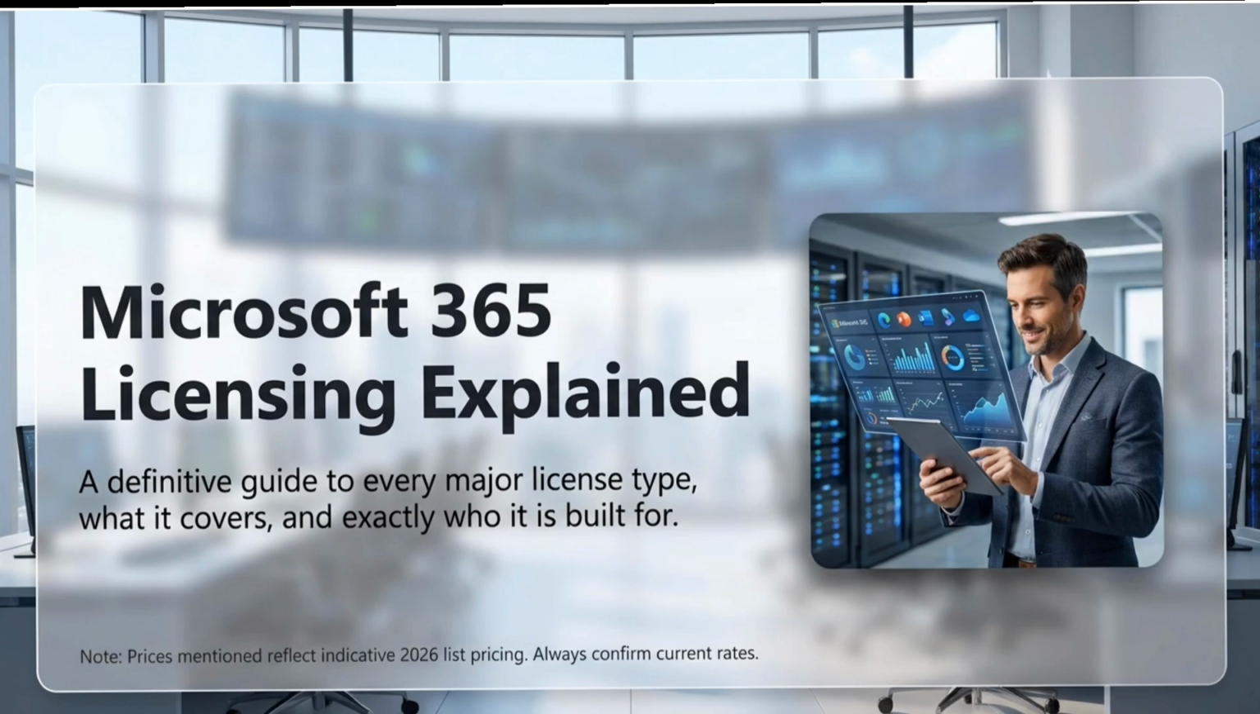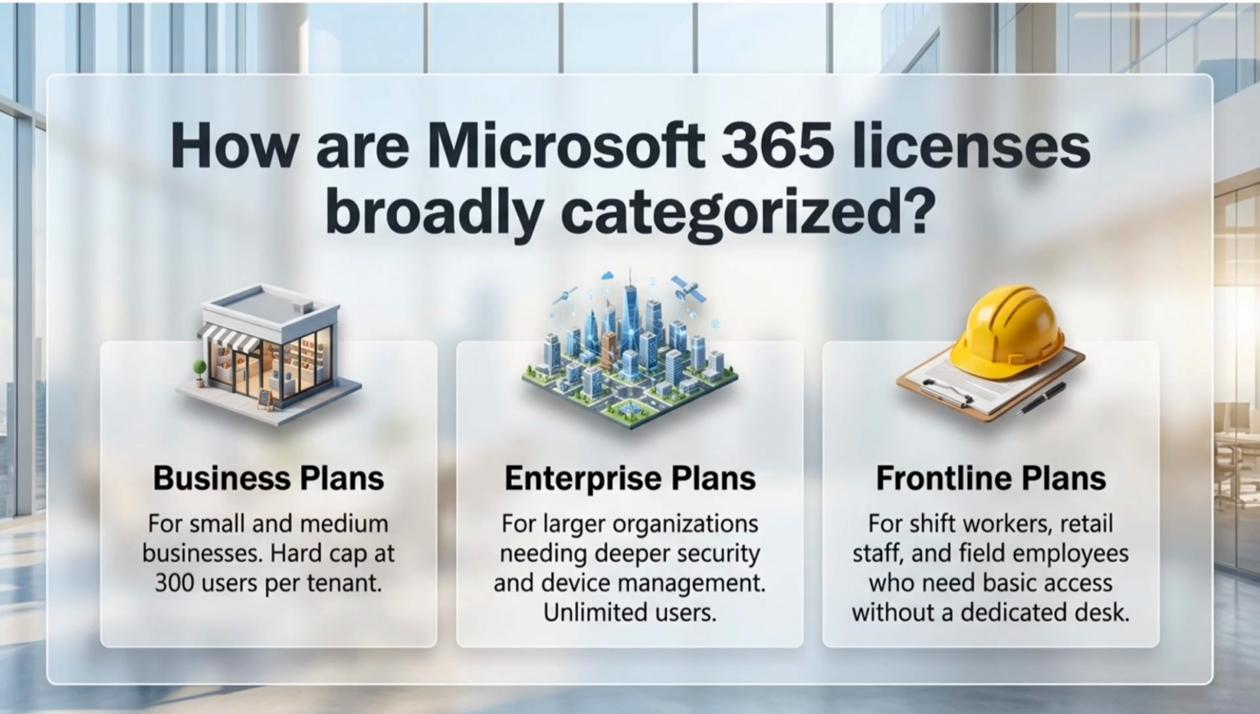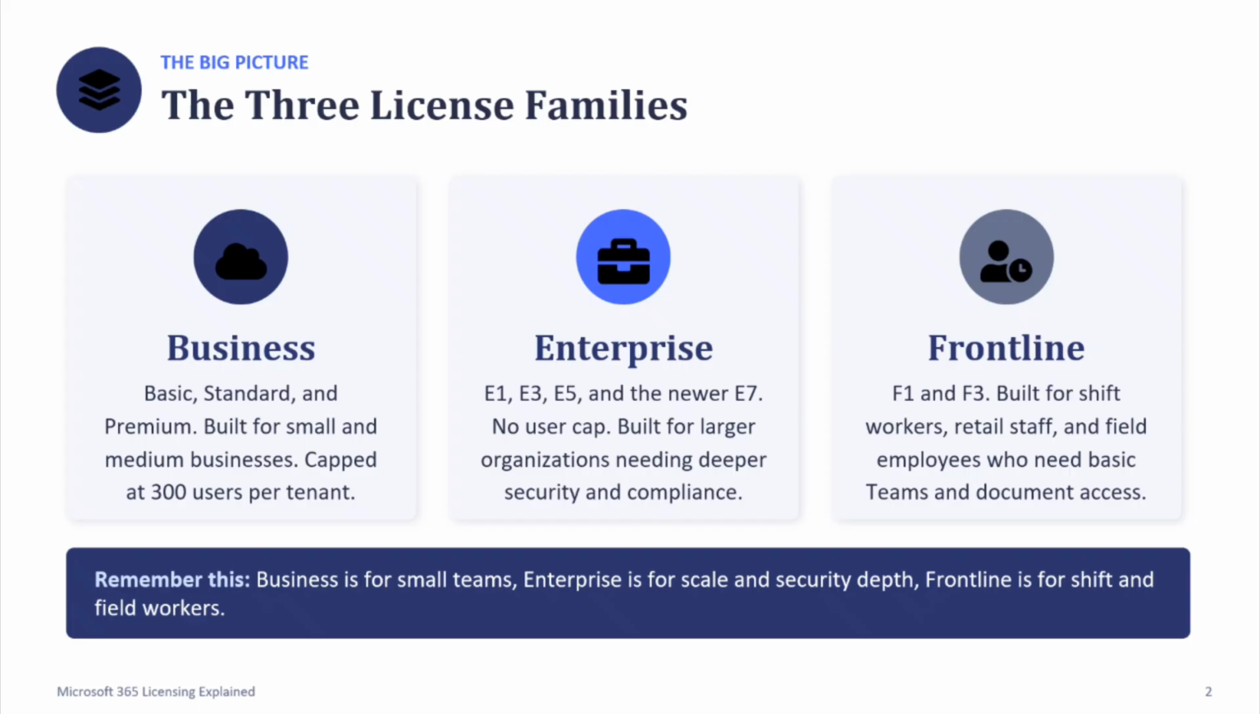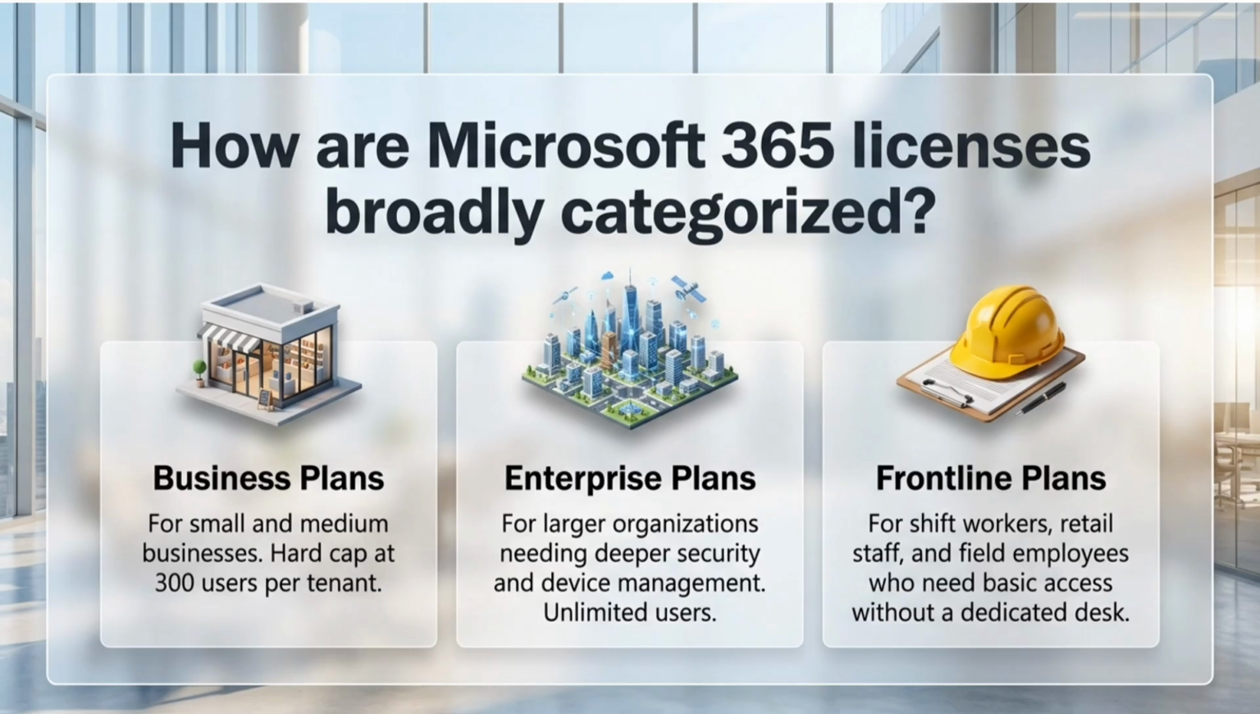Let's get started. Before we go plan by plan, you need to understand that Microsoft licenses are divided into three families. Family 1 is business plans. These are Basic, Standard and Premium. They are built for small and medium businesses and they are capped at 300 users per tenant. Once you cross 300 users, you cannot use a business plan anymore.